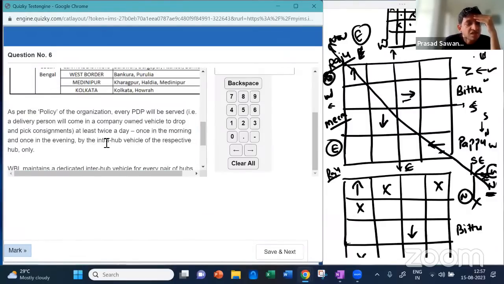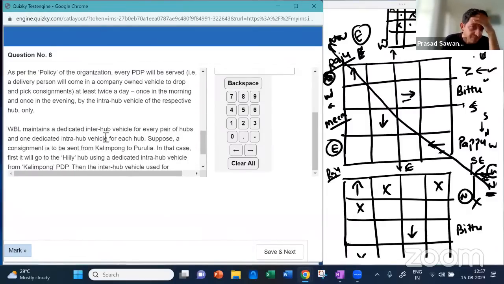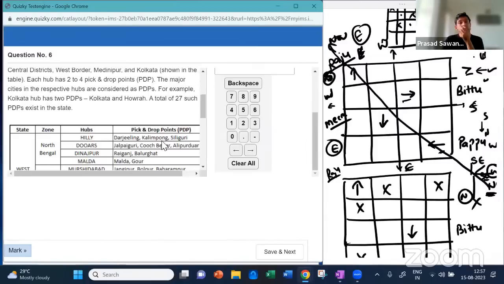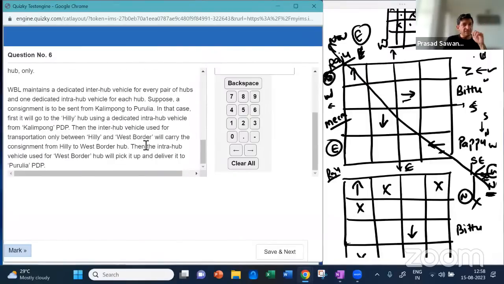Okay. So one hub to other hub it will go. Okay. Intra hub is inside. Oh, okay, understood. So from one PDP, one vehicle will go to, let's say, Darjeeling to the Hilly hub. There will be one intra hub vehicle, and there will be inter hub vehicles for pairs of hubs, and they will go in the morning and evening.